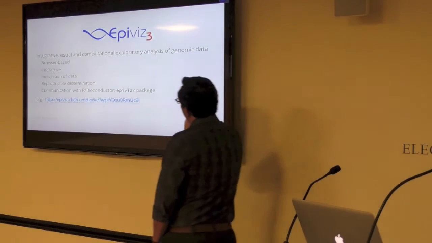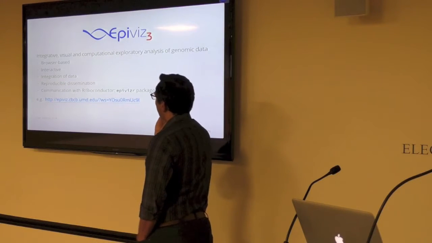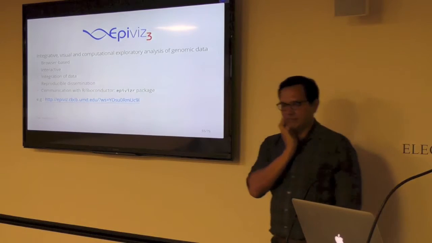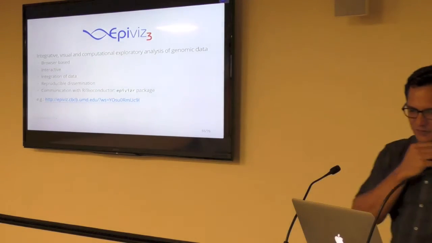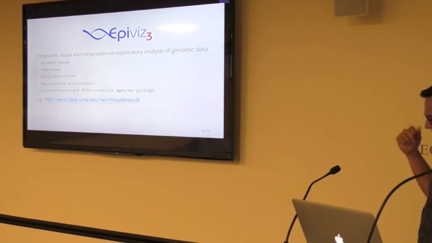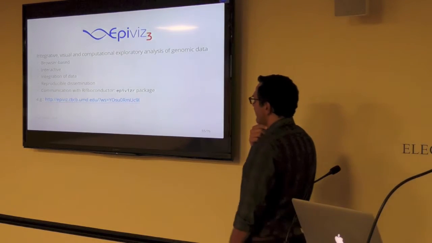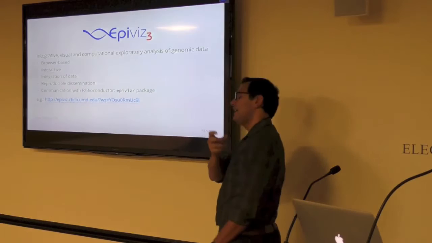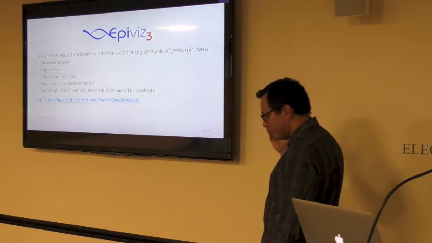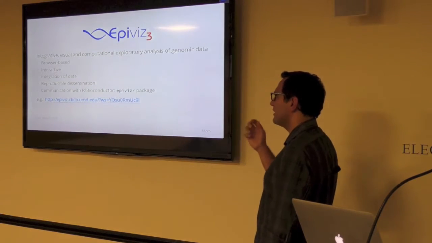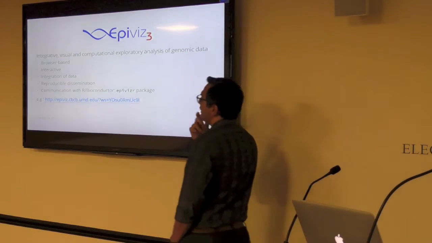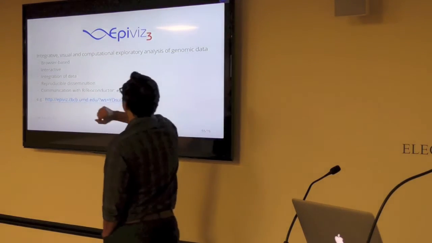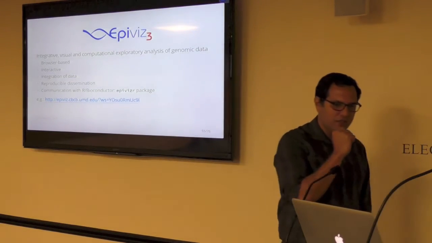So in the absence of things that make my life easier, we build something, right? That's what we do in computer science, I guess. So this is a tool that we call EpiViz. It's integrative in the sense that you can integrate a large number of federated or distributed data sources. It's a system to implement and facilitate visual and computational exploratory analysis of genomic data.